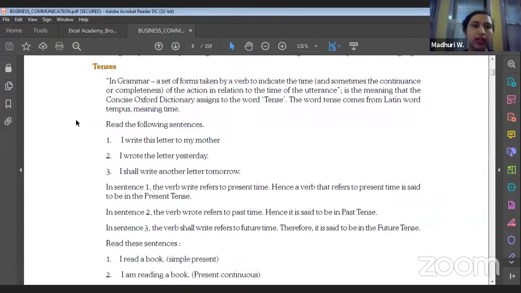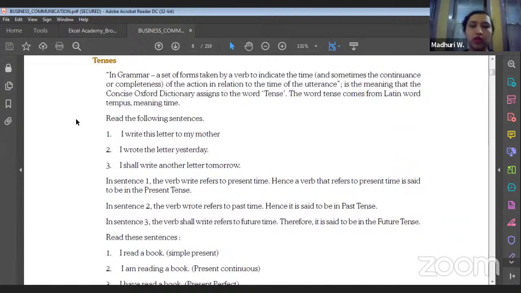Okay. So the next part that we're going to move on to is tenses, right? So what is a tense? What do you mean by a tense? And what are the three kinds of tenses that we have in English?